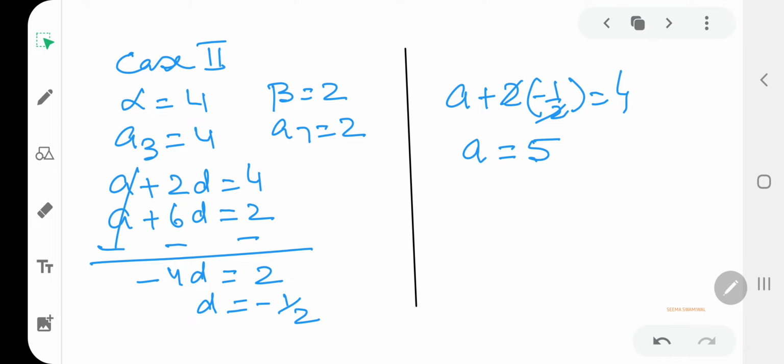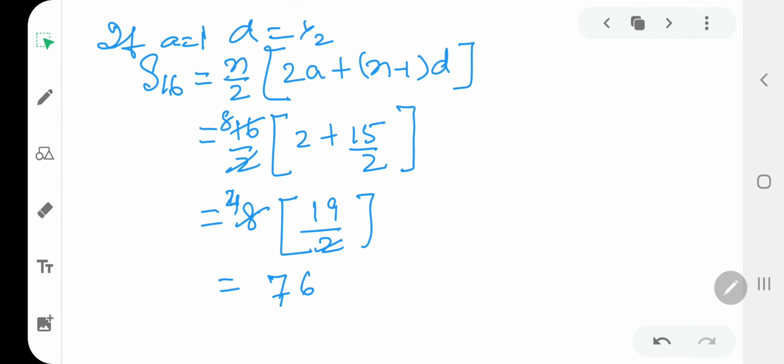So there are two possibilities of the AP. One you will get from case 1, the other you will get from case 2. Let's find out S16, as in our question, he wants us to find the sum of 16 terms. So let us find the sum of 16 terms by case 1, when we got a is equal to 1 and d is equal to half. So S16 is equal to n by 2, 2a plus n minus 1 d. Simply put the values of n, a and d here and simplify. You will get that S16 is equal to 76.